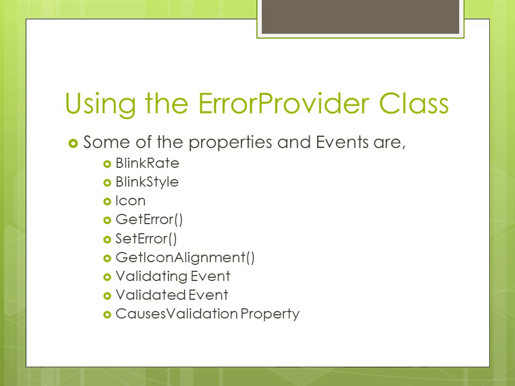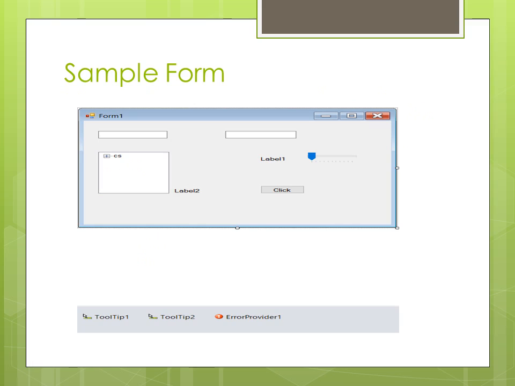And next one is get icon alignment. Get icon alignment is used if we have more than one error provider tool. And at last three: validating event, validated event, causes validation property. These three happen whenever we are going to use the error provider tool; only at that time are they used. Validating means at the present position I am going to use the validating event. So here I gave a sample for the validated event.